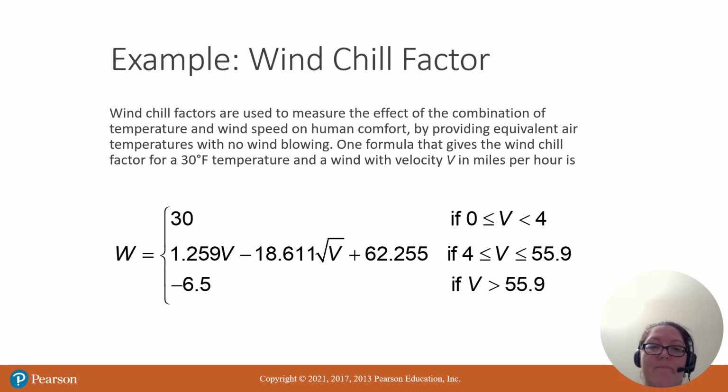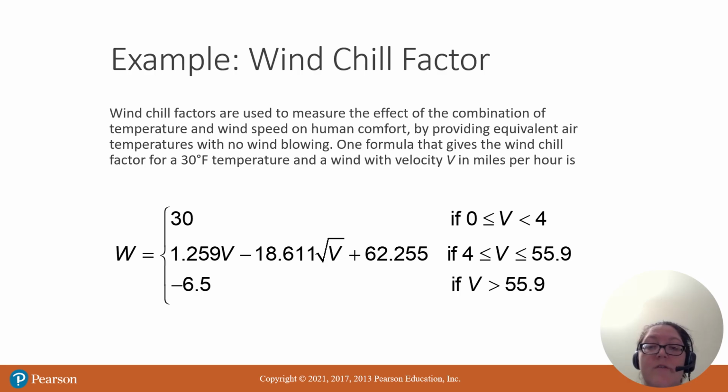Let's try another one. So let's do wind chill factor. Wind chill factors are used to measure the effects of the combination of temperature and wind speed on human comfort by providing equivalent air temperatures with no wind blowing. One formula that gives the wind chill factor for a 30-degree temperature and a wind with a velocity of v in miles per hour is the following. Now, W is going to be our wind chill, and v is the velocity of the wind. So how fast is it actually blowing?